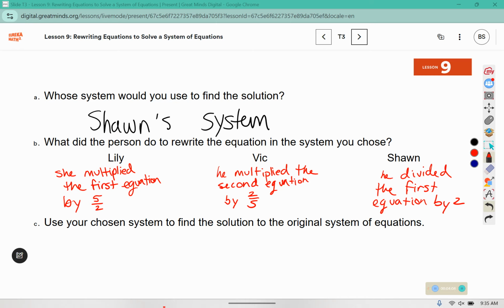Use your chosen system to find the solution to the original system of equations. In Sean's system, we have x equals 5/2y plus 1/2. So I'm replacing that in the second equation. The x gets replaced with 5/2y plus 1/2. And then we finish out the rest of Sean's second equation. I will distribute. 5 times 5 is 25. 5 times 1 is 5.